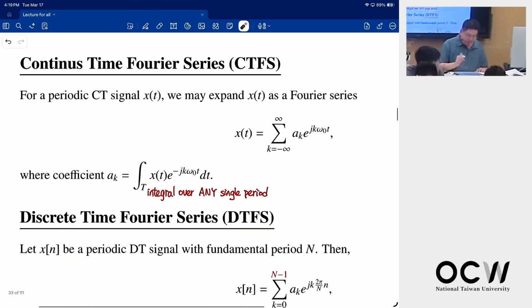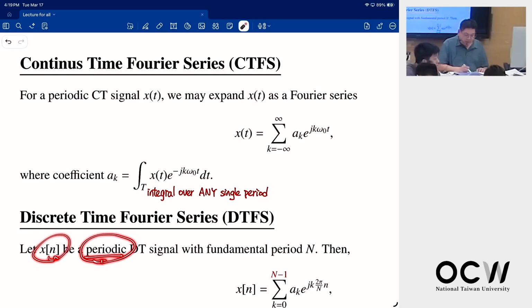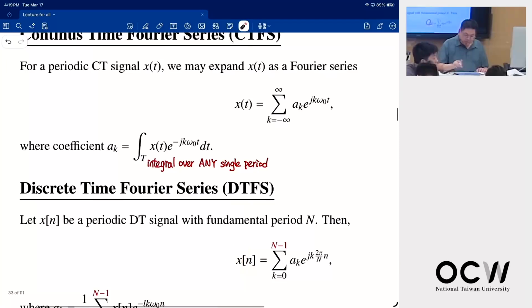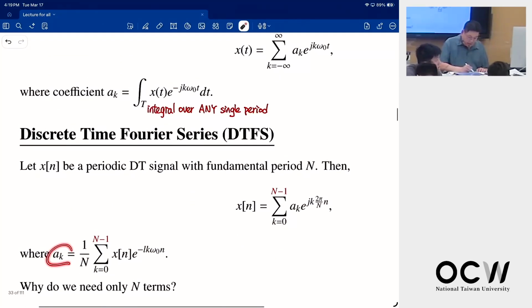For discrete time Fourier series, again, the signal is periodic. This is a periodic discrete time signal. The fundamental period is N. Then your signal can be expressed as a linear combination of your bases, but this is only from 0 to N minus 1. And how about your coefficient? Again, your coefficient, x times the basis here.